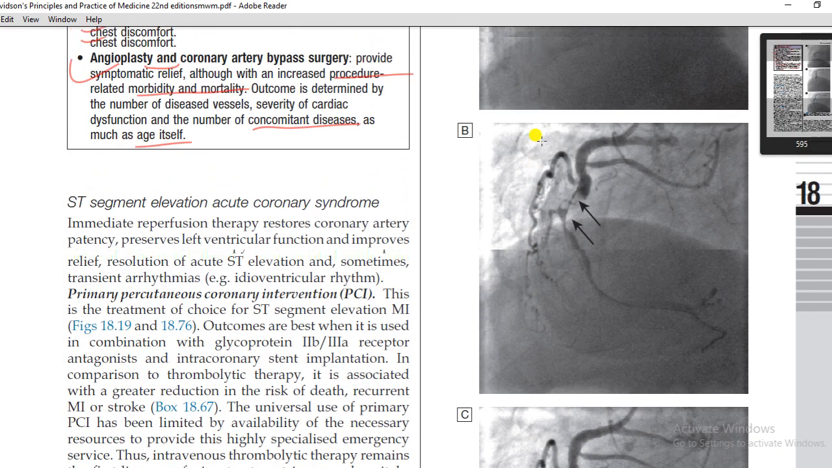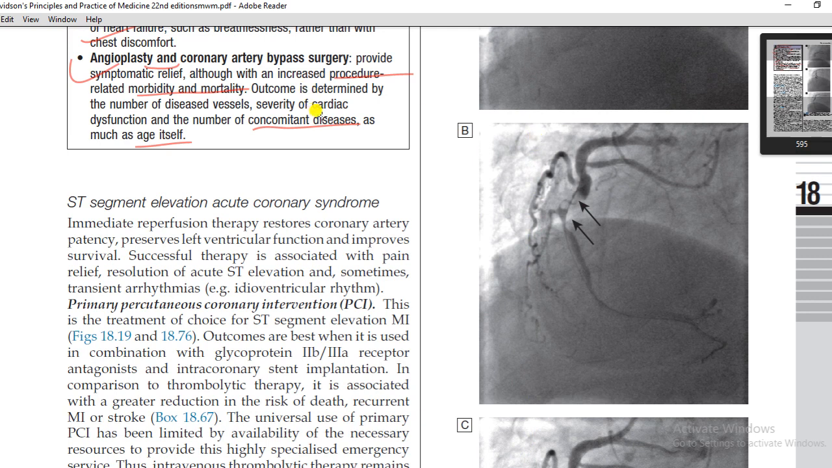So we were studying angina in case of old people, and angioplasty and coronary bypass surgery is very risky in case of old people. That's all. ST segment elevation acute coronary syndrome. So, reperfusion therapy in case of ST segment elevation acute coronary syndrome.